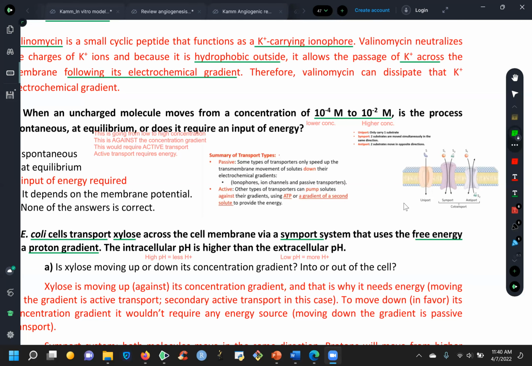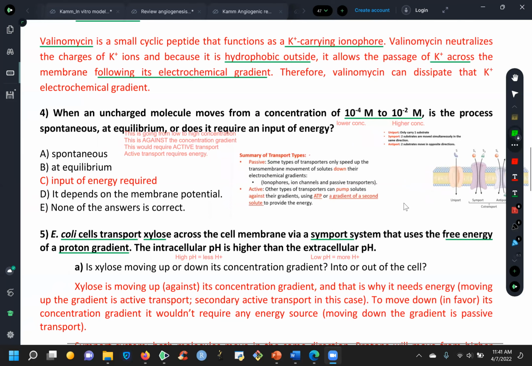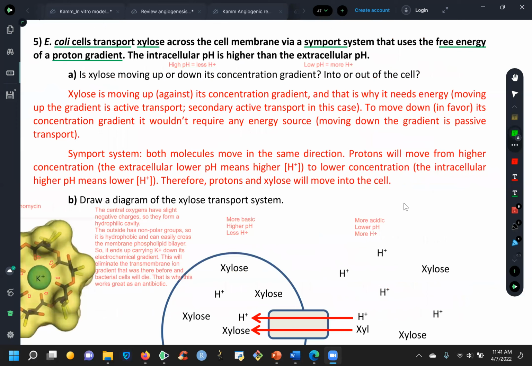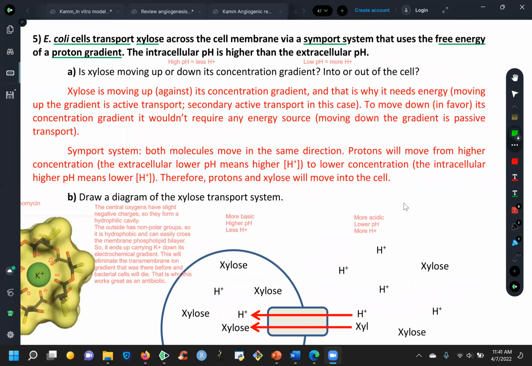Okay. E. coli cells transport xylose across the cell membrane via a symport system. What does symport mean? Same direction. So this was important. If we didn't know that, we would have failed this question, most likely. So symport means same direction. So when you get to the exam, don't be afraid of these terms, just write down what they mean.